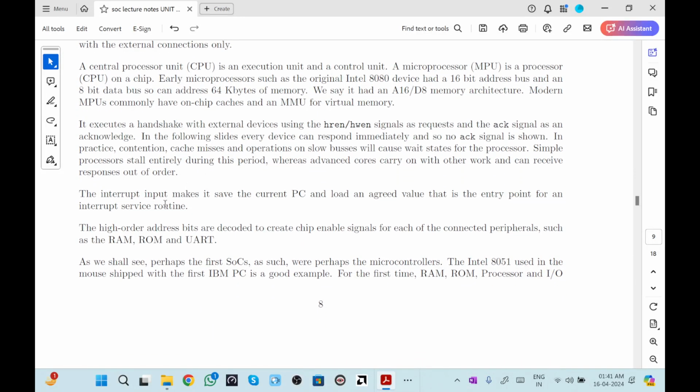Now we have studied that we have some decoded chip enable signals that are connected to peripherals such as RAM, ROM, UART.